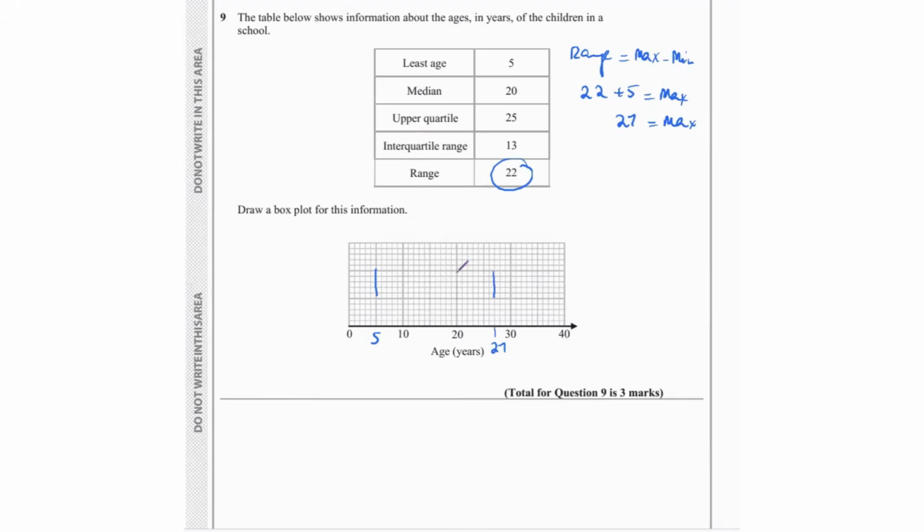Now, median is 20. Upper quartile is 25. We have the interquartile range, so we can find the lower quartile, because interquartile range is upper quartile minus lower quartile. So 25 minus 13, that's 12. And you just connect it using the ruler with straight lines. That's your box, and that is your whisker. So you have your box plot.